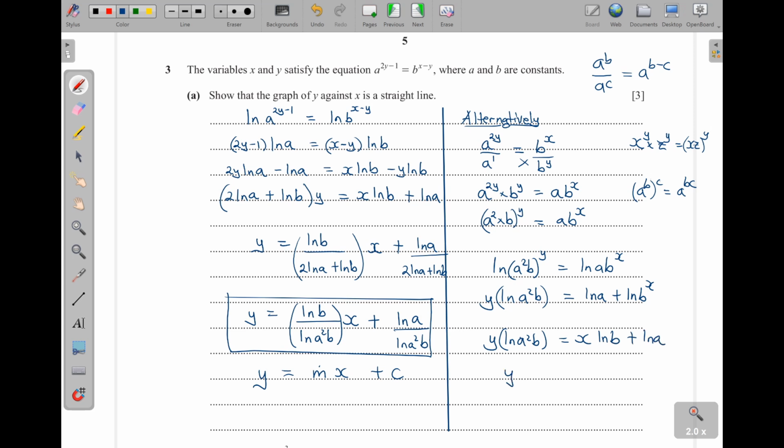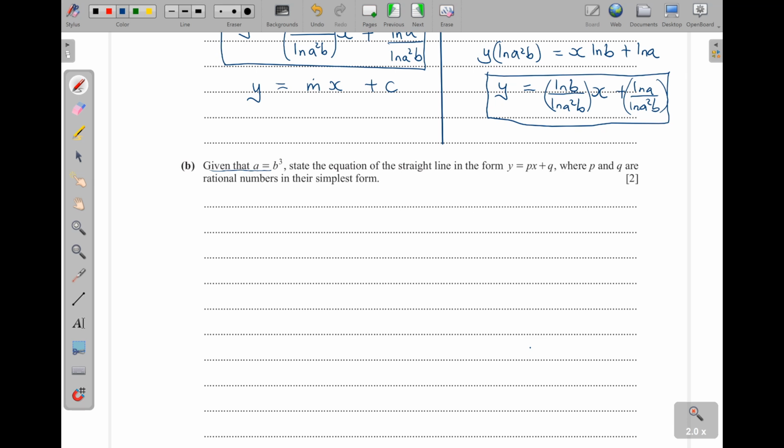So meaning y is going to be equal to natural log of b out of natural log of a squared b, then times the x, okay? Then plus natural log of a out of natural log of a squared b, like that. So please, you don't cross this a with this one, huh? No, it just remains there like that. Some people are funny in their conclusions. So you can see that this is the same as what we got here.